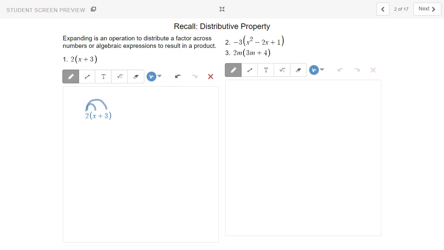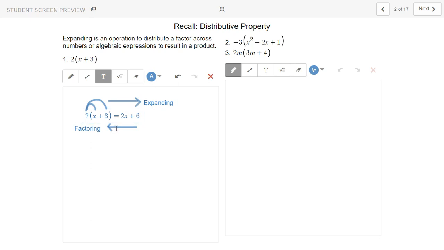2 times x, then 2 times 3. So this is equal to 2x plus 6. Now what we've just done, we went this way, and we call this expanding. When we go backwards, going from the expanded form back to the factored form, we call this factoring. And this is the main point of today's lesson.